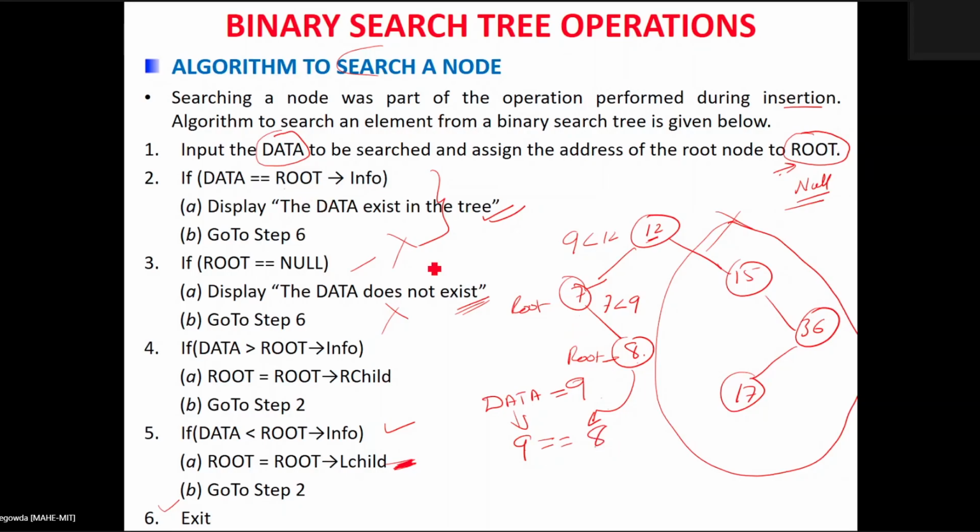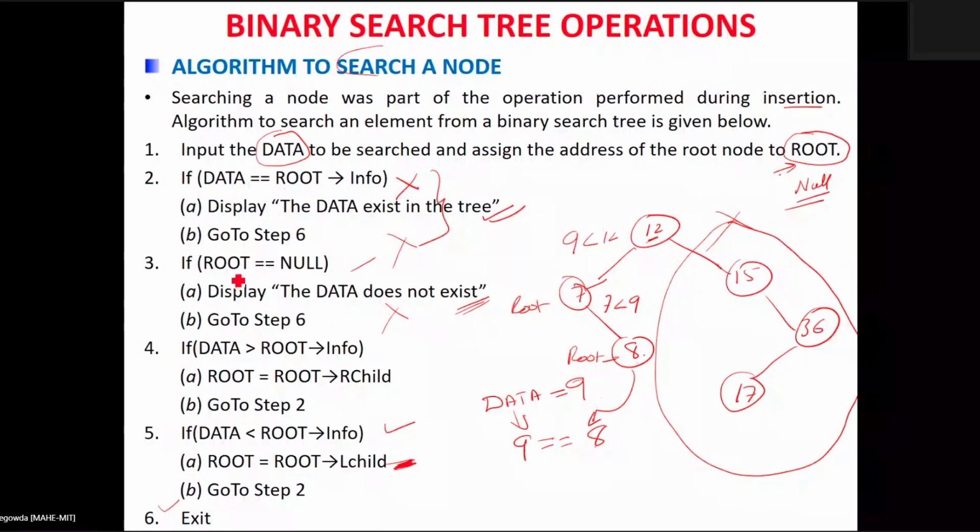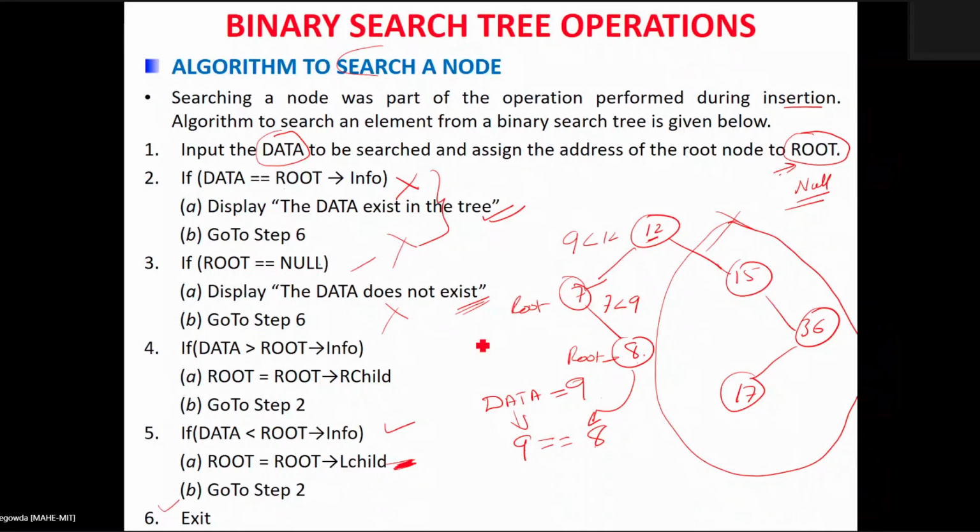So, does data equal root points to info? No, it does not equal, so you go to step 6, which means the data does not exist. This is not equal to this, so the condition does not satisfy, and you go to step 3. Now you are going to test whether root is equal to null or not. Root is not equal to null, it is pointing to 8.